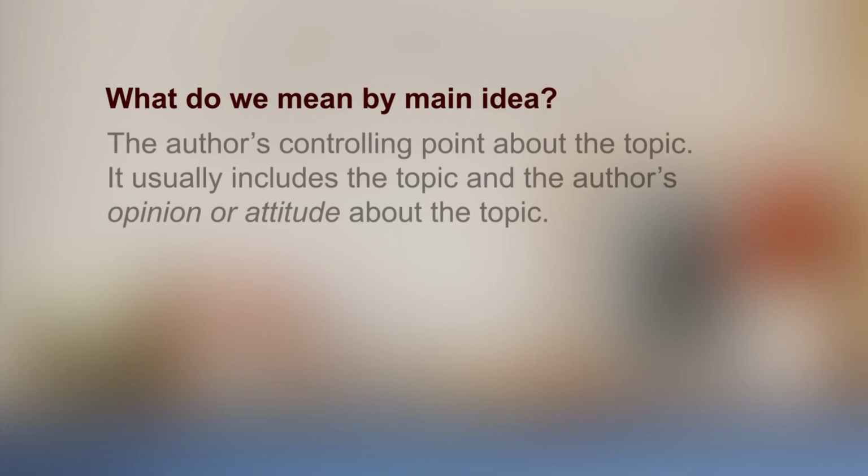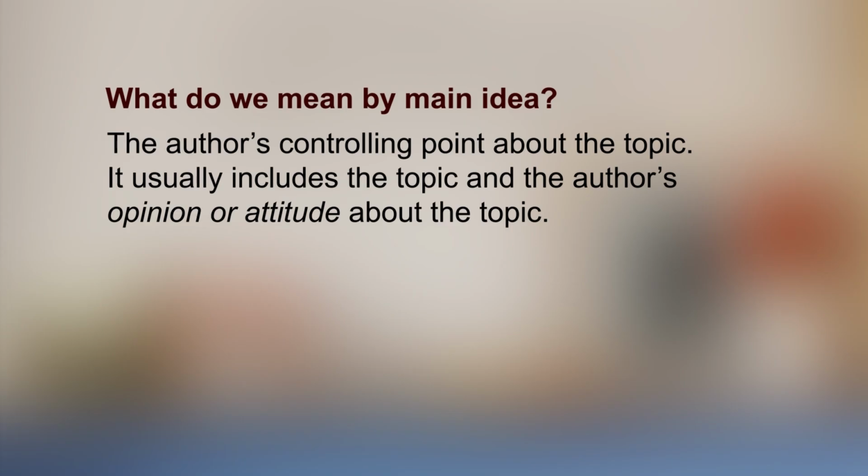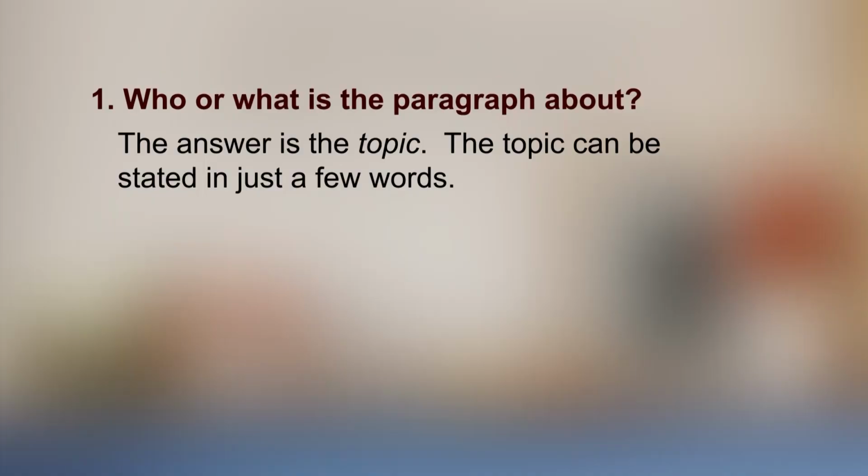So, what do we mean by a main idea? The main idea is the author's controlling point about the topic. It usually includes the topic and the author's opinion or attitude about the topic. So, to identify the main idea, you should be asking who or what is the paragraph about. The answer would be the topic, and this could be stated in just a few words.